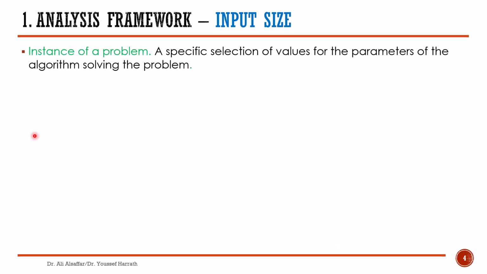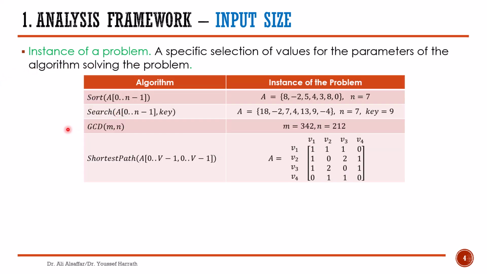Previously, we've mentioned that the problems or algorithms were like mathematical functions with input parameters. A specific selection of values for the parameters of the algorithm solving the problem is called an instance of a problem. For example, the input parameter to a sorting function might be an array of integers of size n. So any particular array of integers with a given size and specific values for each position in the array would be an instance of the sorting problem.